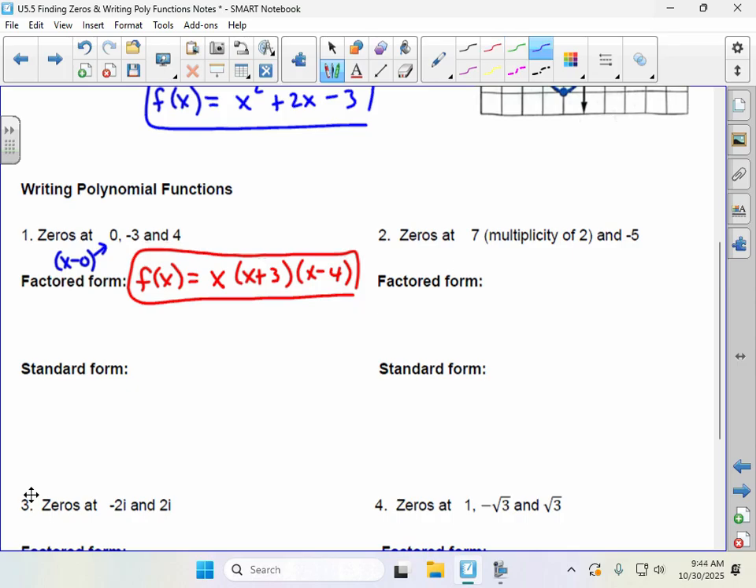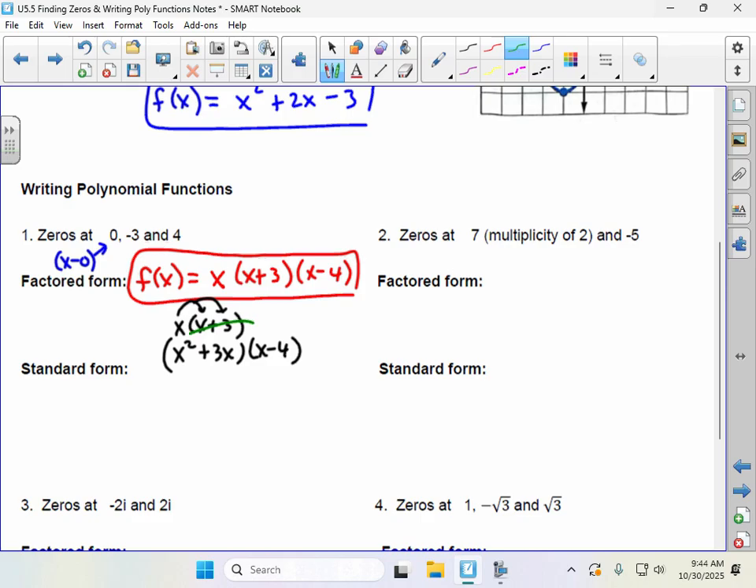Now we want to turn this into standard form. Just like in a previous lesson, we would take 2 at a time and multiply them together. You can't multiply all 3 together. So I'll just take the first 2, x and x plus 3, and multiply those together first. I'm going to distribute the x in, so that's x squared plus 3x. Now I'm going to put that in parentheses, bring down that x minus 4, and double distribute those two together.